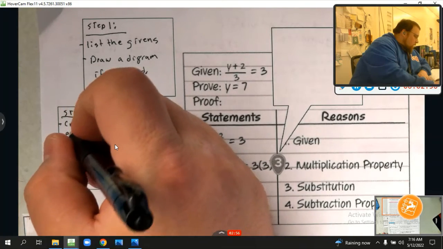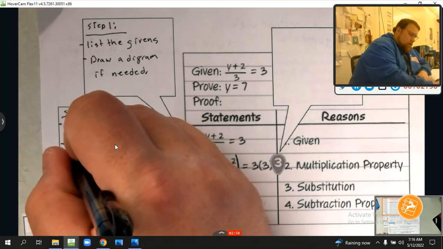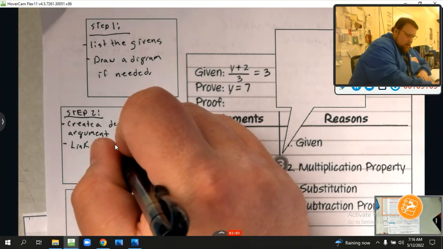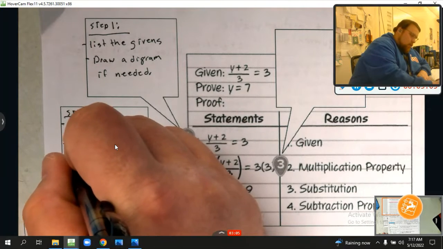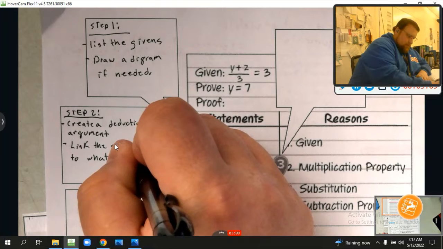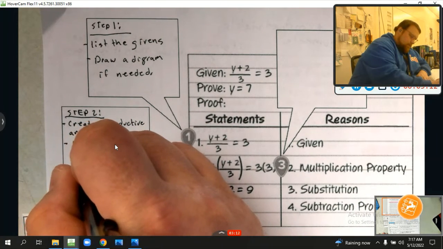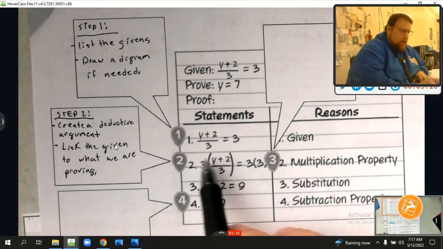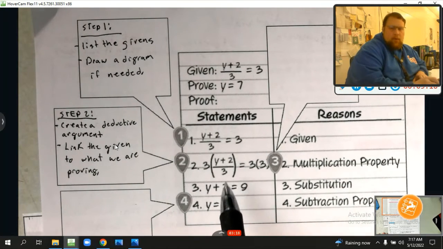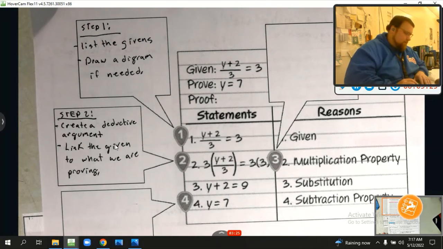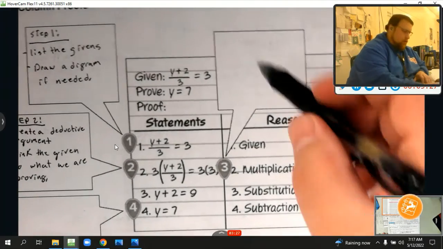Then we're going to link the given to what we are proving. So we're going to take this given and work it down until we get to what we're going to prove, which you see we do right here, or it's going to be a process in between. Now step 3 is actually over here.